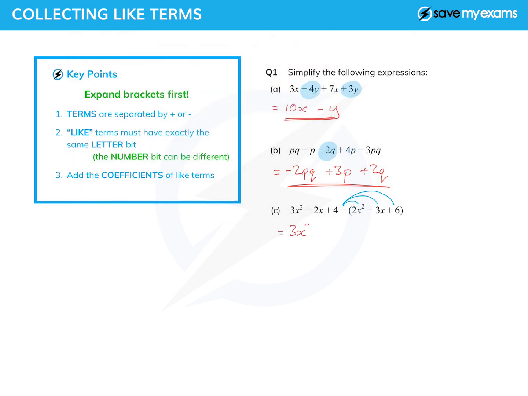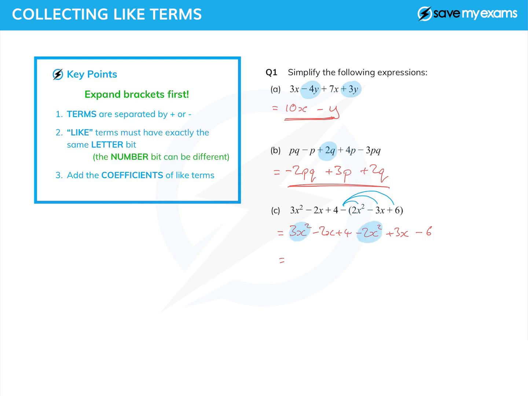So I've still got the 3x squared minus 2x plus 4. And then I've got minus 1 times 2x squared, so that's minus 2x squared. And then I've got a minus times a minus here, and that makes a plus. And so that's plus 3x. And then I've got minus 1 times plus 6. Minus 1 times plus 6 is minus 6. And now I can go about collecting my like terms.